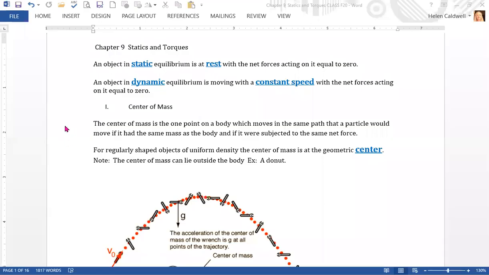Hello, today's chapter is chapter 9. It's on statics and torques. We'll be talking about center of mass and equilibrium and all kinds of cool stuff.